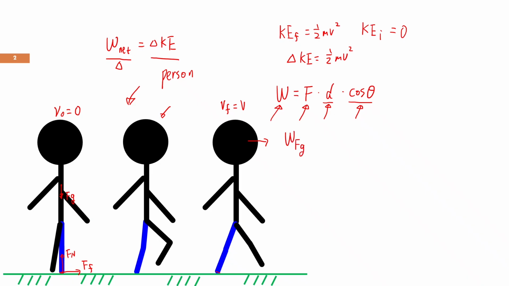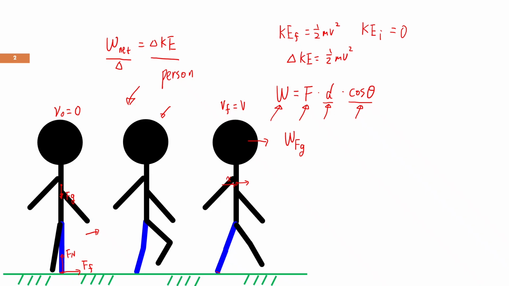Initially, the person's center of mass is right above his foot. But because the ground is pushing this person, the person's overall body is moving forward. So this is the center of mass of the person afterwards, and his initial center of mass point is right here. So the center of mass actually has a displacement.